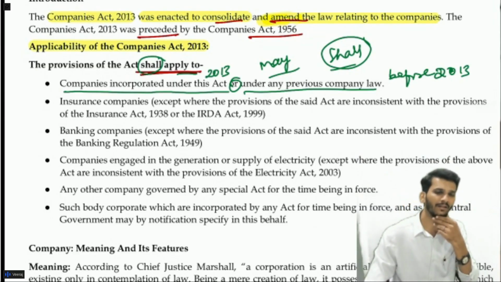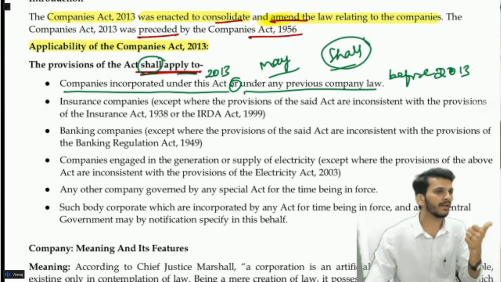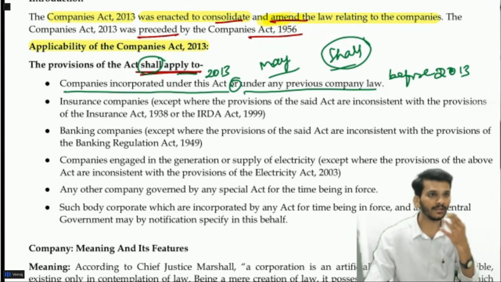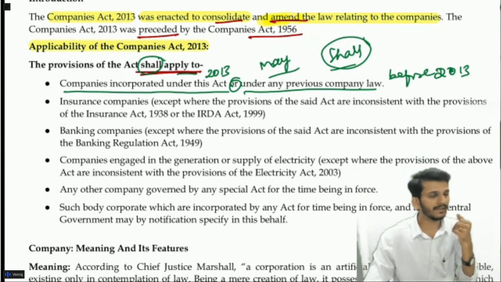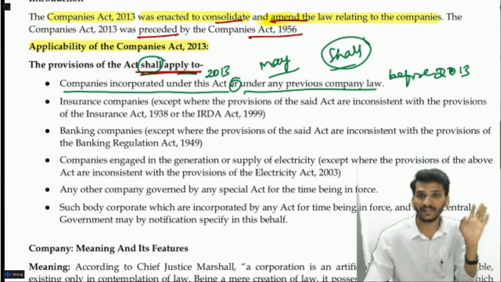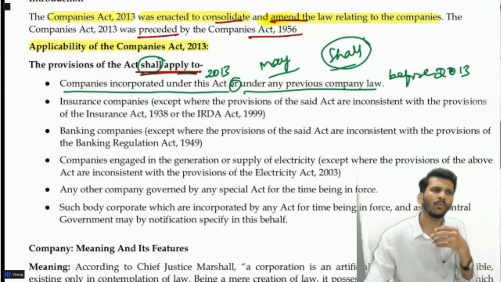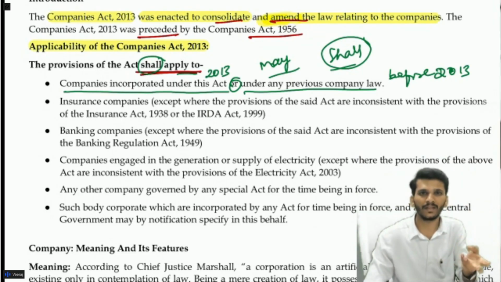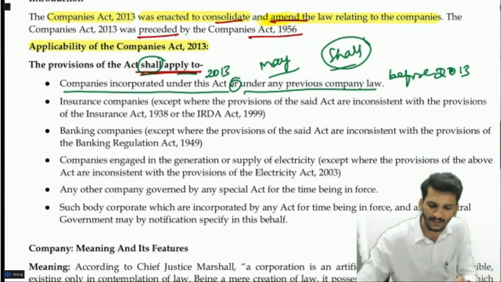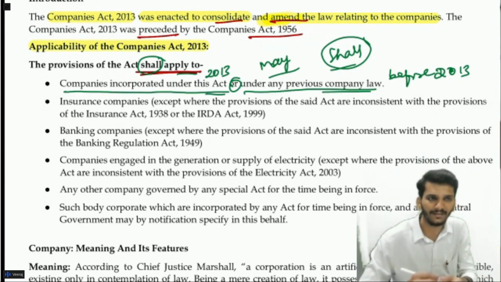Sir, why can't they make it only for 2013? Because if you remember, Tata is almost 100 years old. By 100 years, we did not get the independence also. That means Tata was governing under 1908 Companies Act. Reliance also, and Infosys also under the 1956 Act. Wipro is there. So many older companies are there. For them also it is applicable. You cannot say that it is applicable only for companies incorporated after 2013. Then they will go outside. That is why we said it is applicable for this act or any other previous company law.